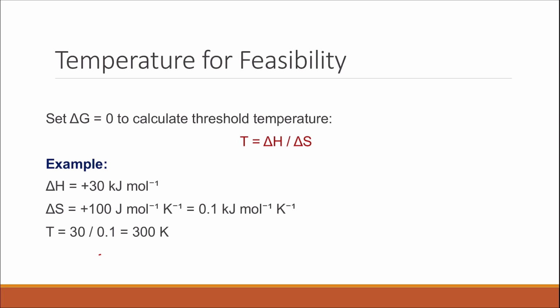So how can we determine or calculate the temperature for feasibility? We can calculate the temperature at which a certain reaction becomes feasible if we know the enthalpy change and the entropy change for that particular reaction. In this case, we're going to use the Gibbs free energy equation, but we're going to set the delta G to 0. So this is the threshold, the minimum value of delta G where the reaction becomes just feasible, or the reaction can actually occur. And then when we have delta G equals 0, we're going to rearrange our equation.